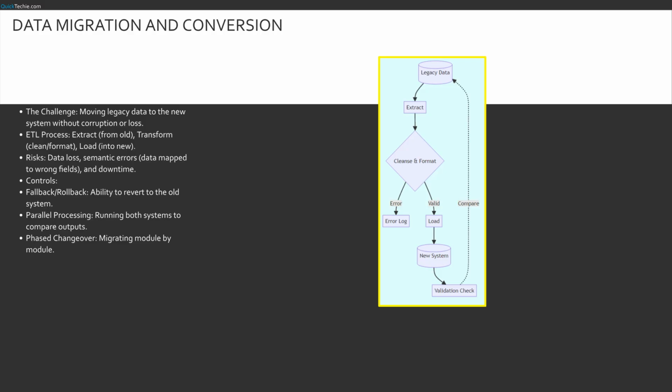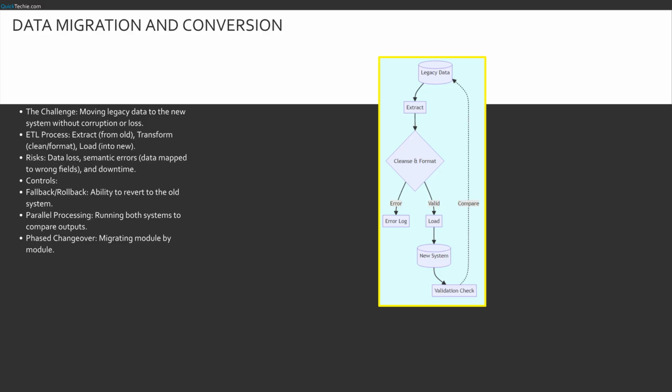Implementation often requires moving data from an old system to a new one. This is data migration, often using the ETL model: extract, transform, and load. This is high risk. Imagine moving financial records. If you lose a decimal point during the transform phase, you corrupt the company's ledger. To manage this, we use specific changeover strategies.